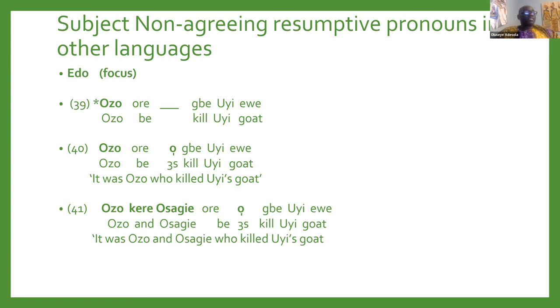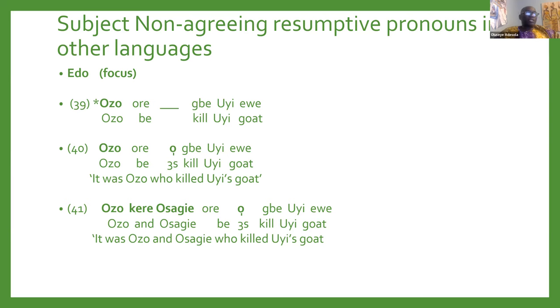One of those languages is Edo, which is a neighboring language in Nigeria. In Edo, just like in Yoruba, it is not acceptable to leave a gap in the subject position. So it is not acceptable to say Ozo, Oregbe, Uyi Ewe.